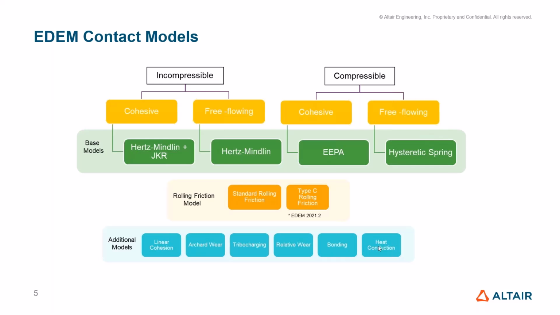You can choose appropriate additional models, but today we will be going with the Hertz-Mindlin contact model, and then the wear models, because gravel will be incompressible with free flowing in nature. So Hertz-Mindlin is the right contact model to choose for such applications. However, in stone chipping, one of the important criteria is wear modeling. For the wear, Archard wear, relative wear, or Oka wear are the contact models available in EDEM.